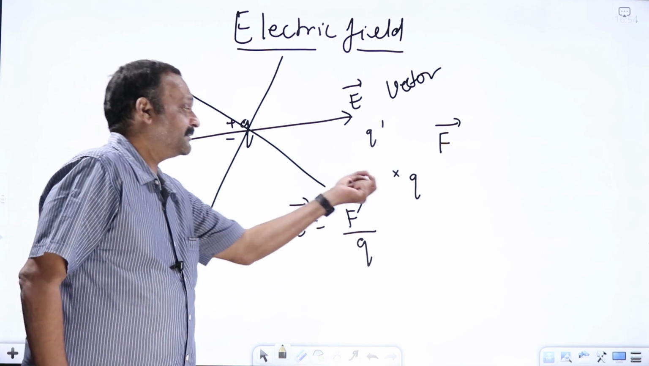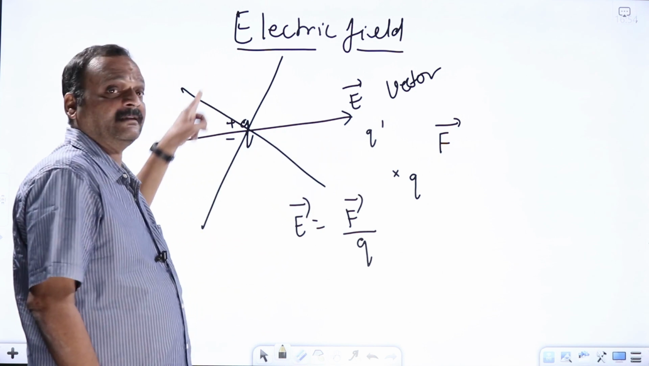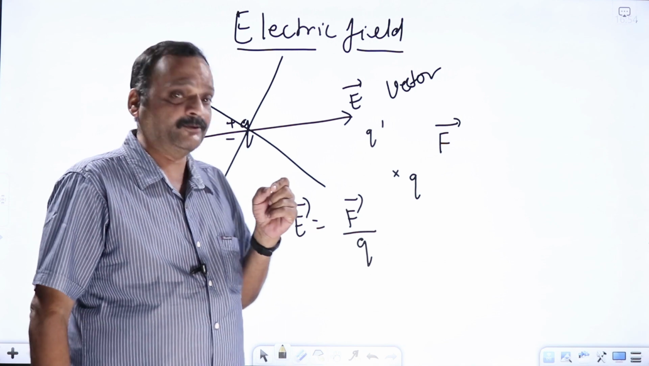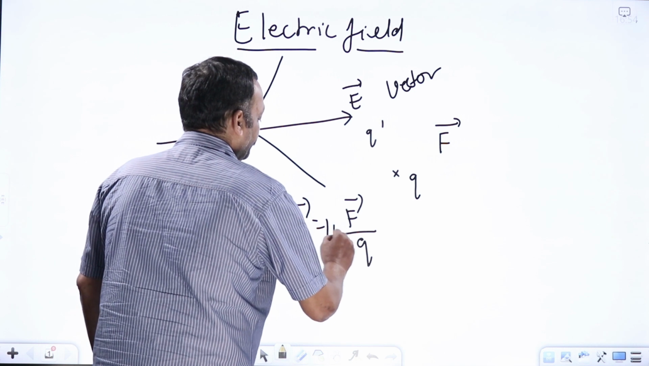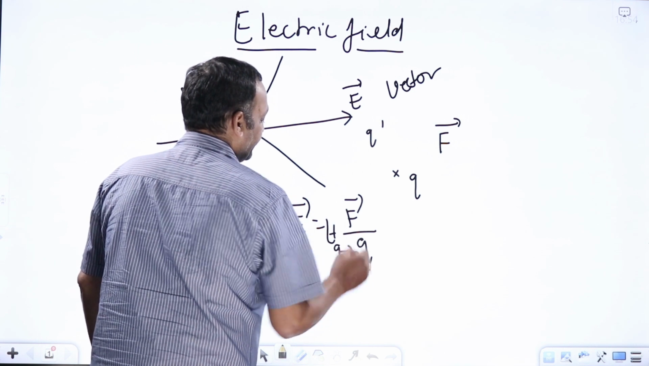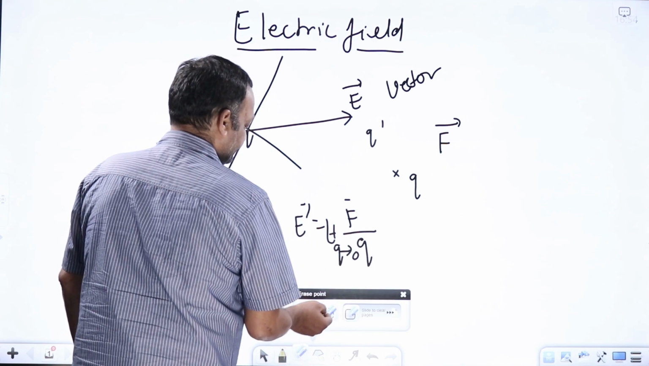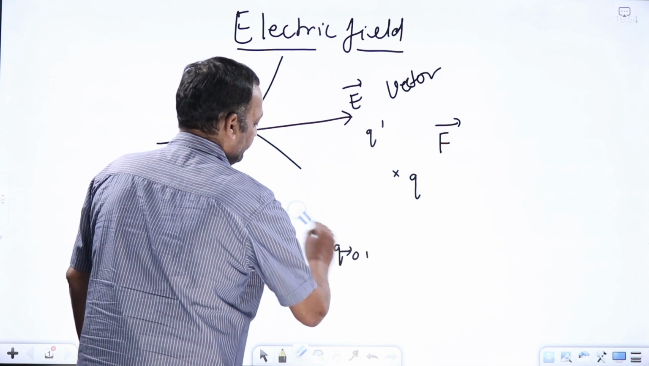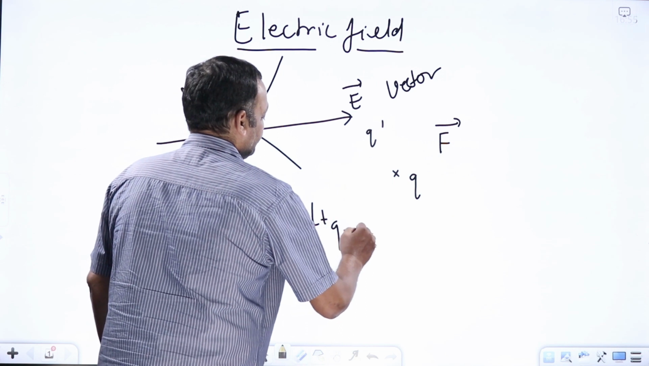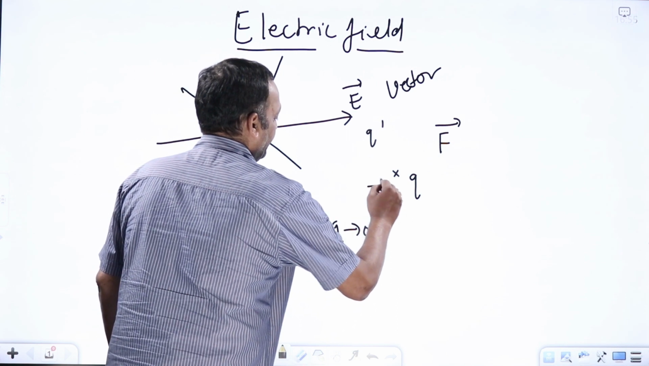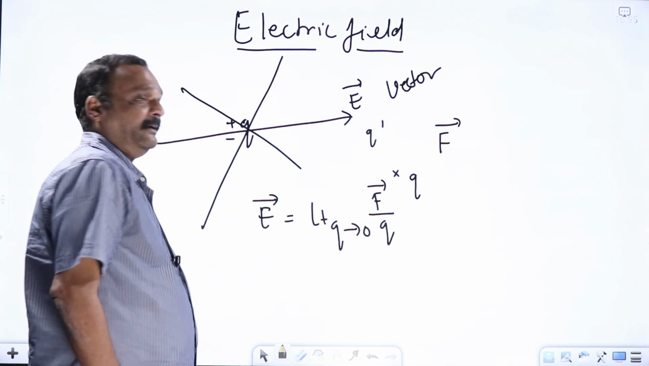Now this test charge Q should be extremely small such that its presence should not disturb the other charges present in the region. That means Q should be infinitesimally small. That's why we write here limit Q tending to 0. Limit Q tending to 0, F bar by Q is known as intensity of electric field or simply electric field.